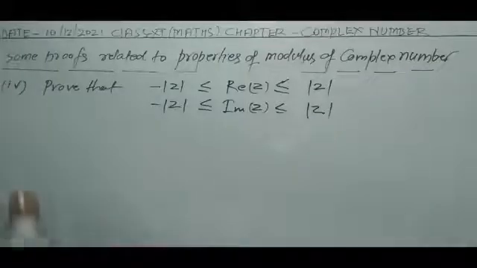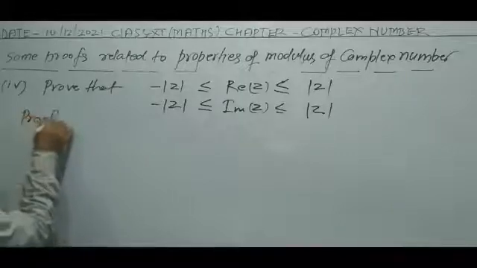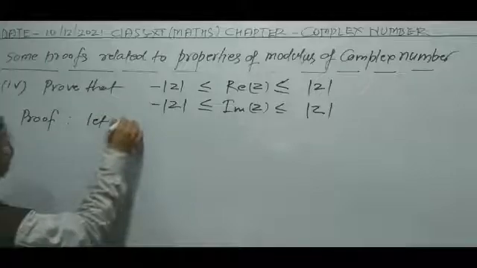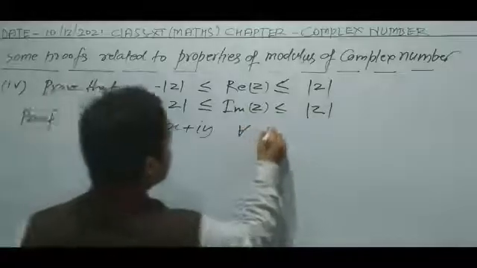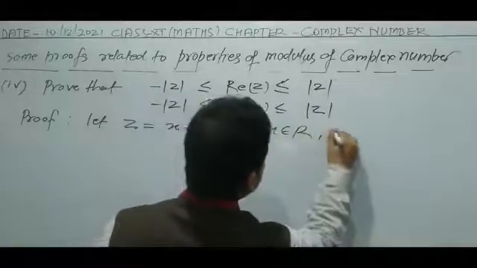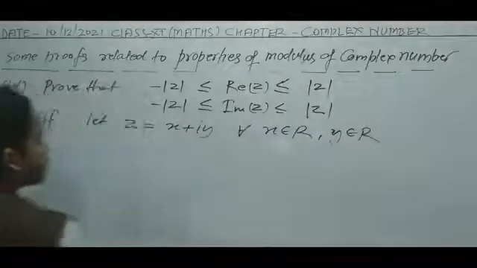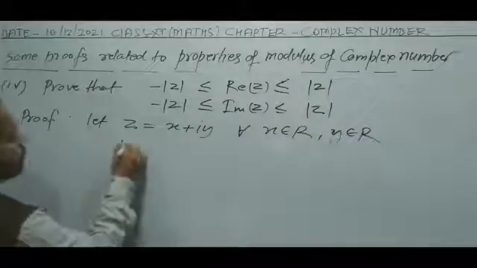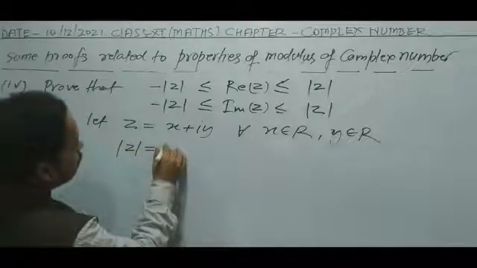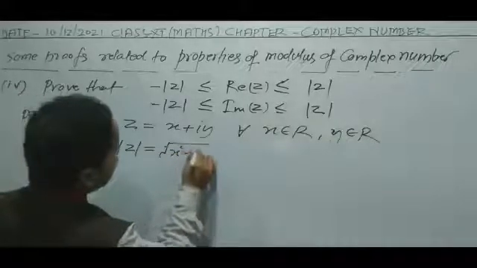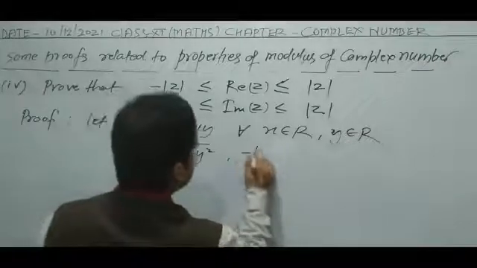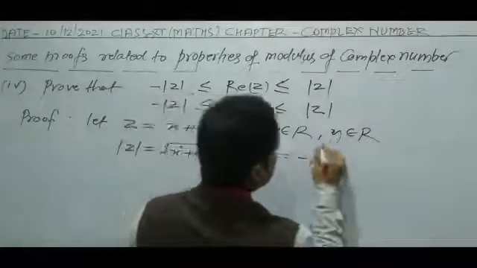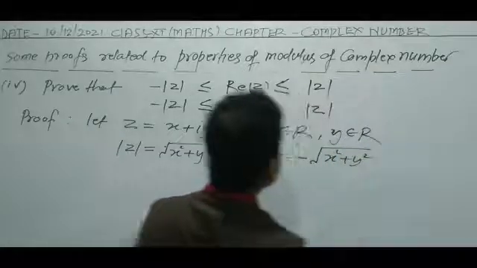So, let z be a complex number such that z is equal to x plus iy, for all x belonging to real, y belonging to real. Now mod of z, what can we write? Mod of z we can write as root over x square plus y square. Now minus mod of z we can write as minus root over x square plus y square.